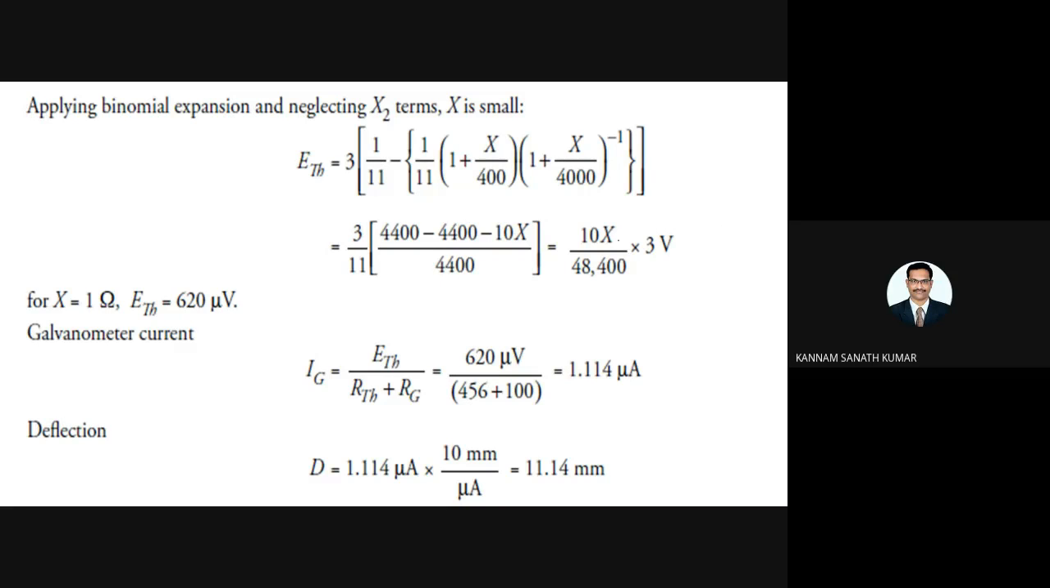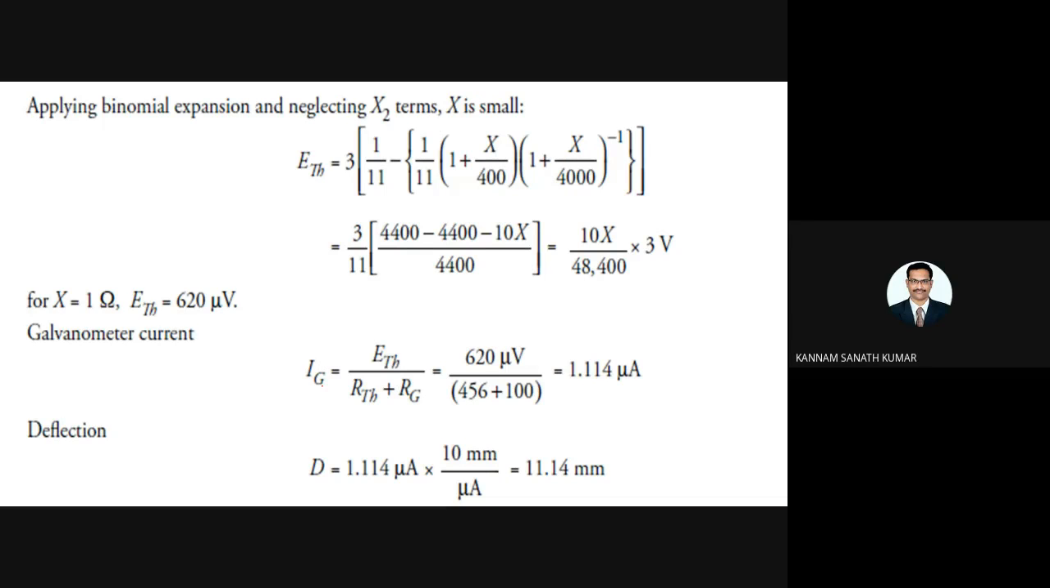So you are getting 10x by 4840 into 3. So you are getting ETH as 620 microvolts, and X as 1 ohm. So X is nothing but 1 ohm. Now you have to substitute X as 1 ohm.